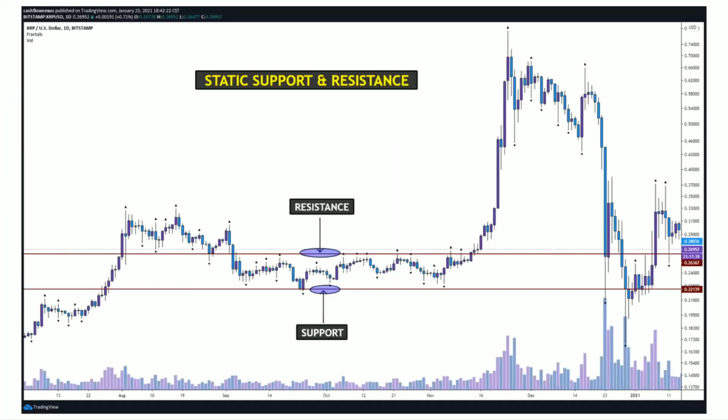So here we see an example of static support and resistance, a horizontal line. You see how price is holding at these levels here. You see how it's holding, and you see how many times fractals have been touched. The fractals are these little black triangles that you see. So these are areas of support and resistance that we could identify here.